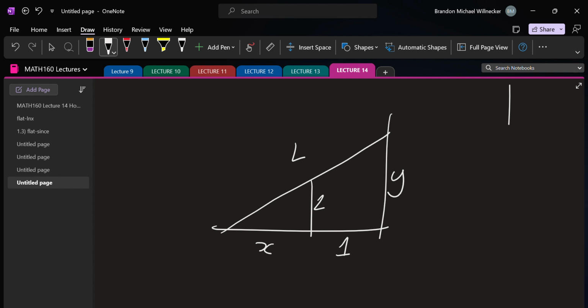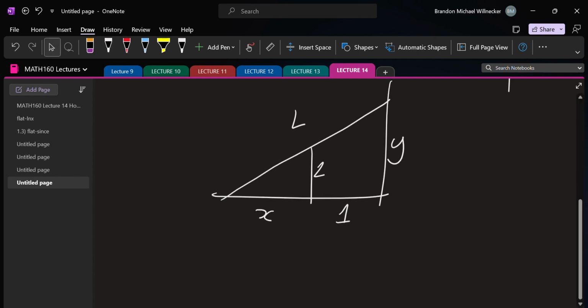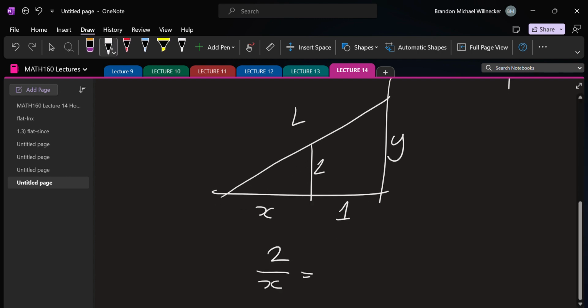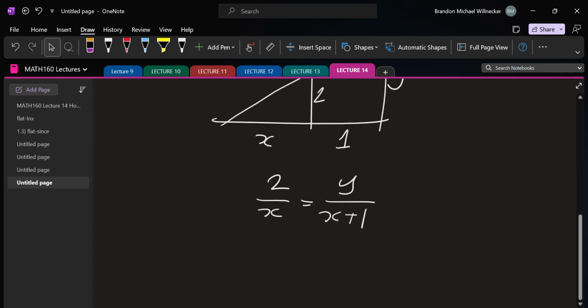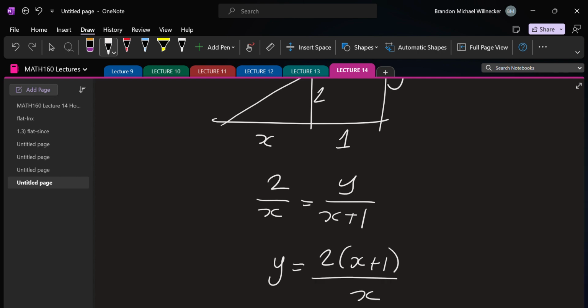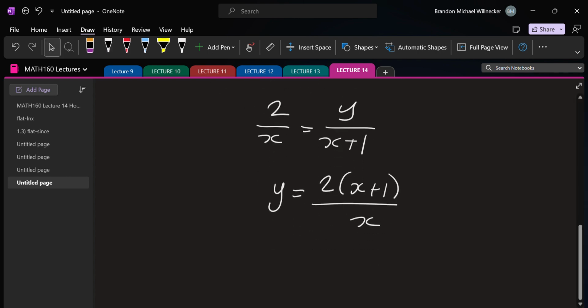Okay, now we've introduced too many variables. We've got x and we've got y. We want one variable. But notice how the smaller triangle is similar to the larger triangle. They're similar triangles, which means the ratios are in proportion. So 2 over x is equal to y over x plus 1. That's just because they're similar triangles. So right away we can solve for y. So y is going to be 2(x plus 1) over x. That is the constraint to the problem, because they must be similar triangles.